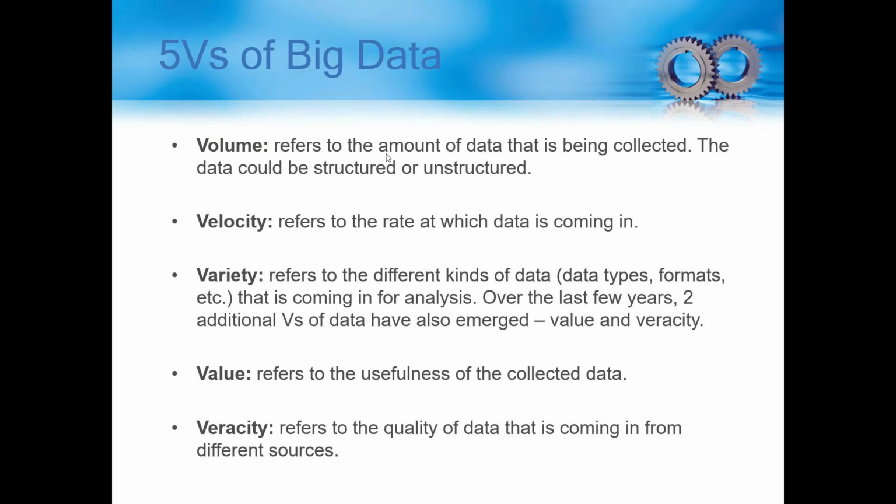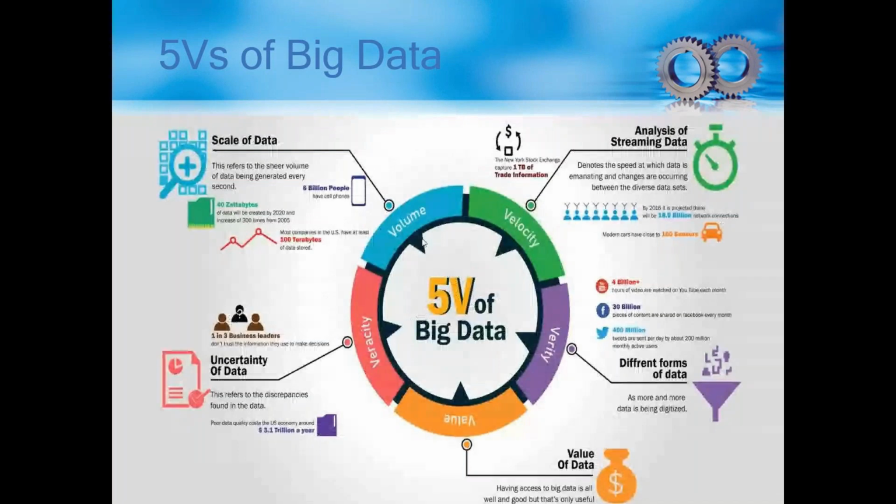See, if you see this diagram here, volume, this is the scale of data. This refers to the sheer volume of data being generated every second. 6 billion people are having these cell phones, mobile phones. 40 zettabytes of data created by 2020, as we just discussed. And most companies in the US have at least 100 terabytes of data stored. That indicates the volume of data.